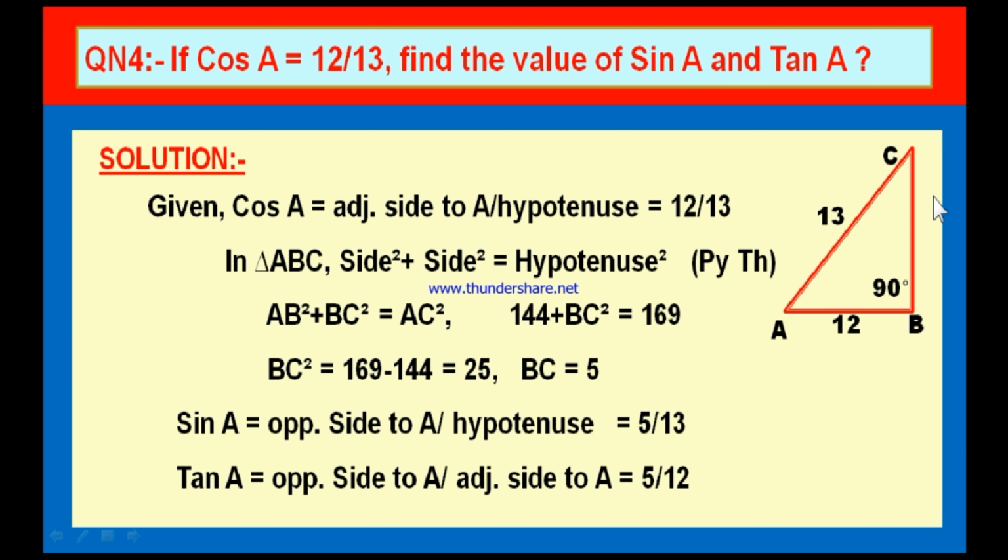So you can find sin A, cos A or tan A or any trigonometrical ratio of a right triangle if you know the three sides of the right triangle. You should know the formulas of sin A, cos A and tan A. I shall repeat. Sin A formula is opposite side to A by hypotenuse, and cos A formula is adjacent side to A by hypotenuse, and tan A formula is opposite side to A by adjacent side to A.